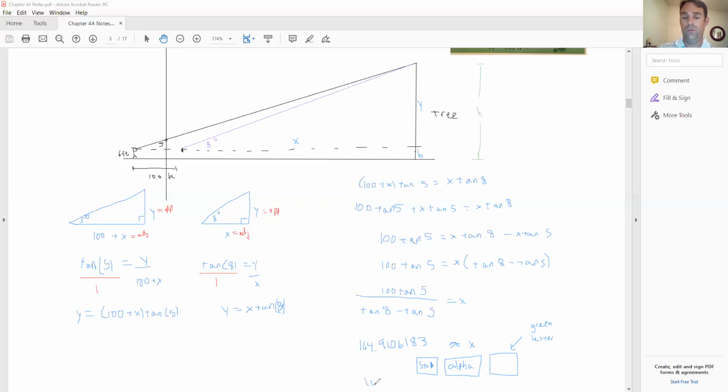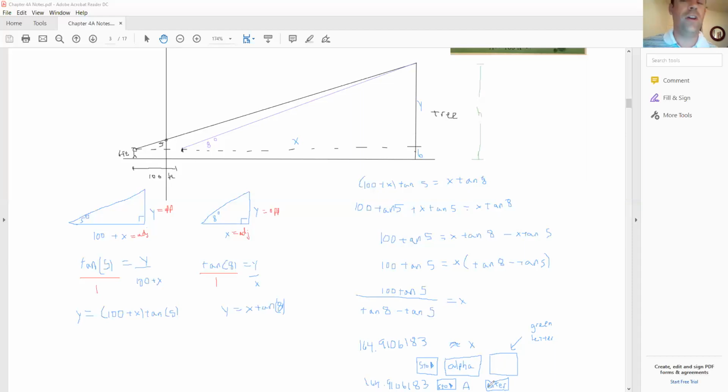So 164.9106183. I'm going to store it as the letter A. Now, you don't really have to do that on this one because we aren't necessarily going to be dealing with multiple letters. And after you do that, make sure you press enter. It'll just type the number again for you. But now if you don't want to type that number over and over again, you just type alpha A.